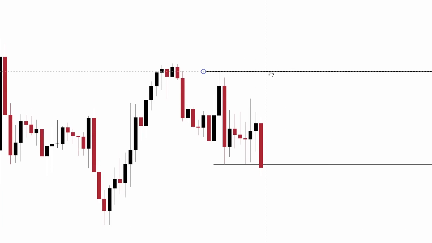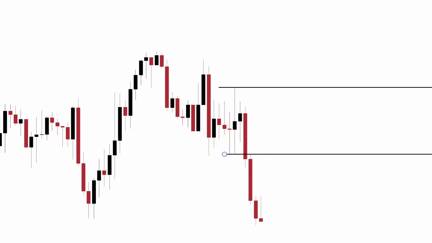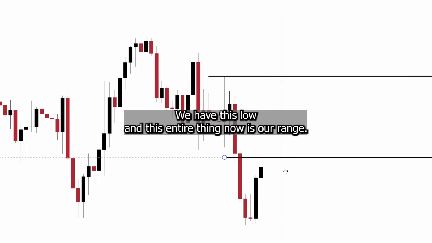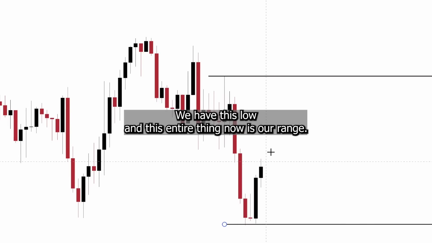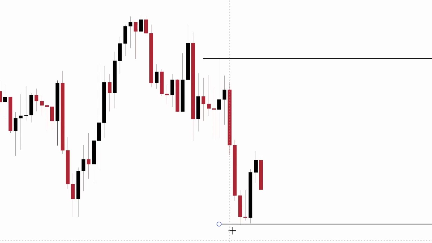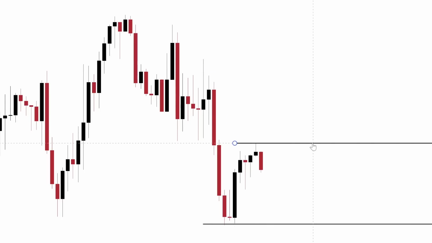Now price broke. This is our high, and we're waiting for a low. And now this is still our previous low. So now this is our range. What do we have here? We have this low, and this entire thing now is our range. So now we're waiting for a swing high to be formed. Had a pullback, but it came back real quick, so we're not counting this yet. We had a significant pullback. Now this is our range.